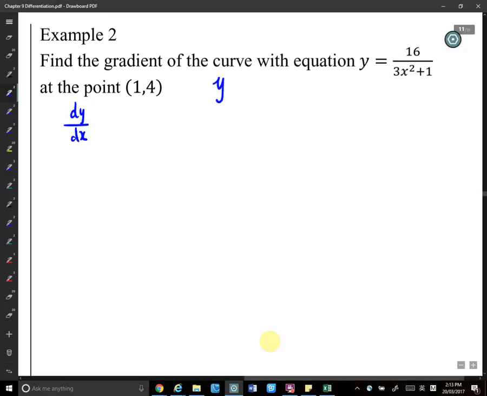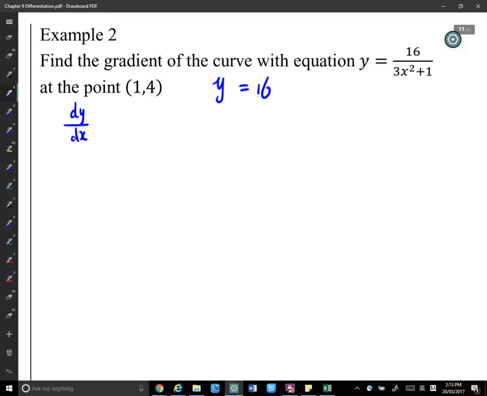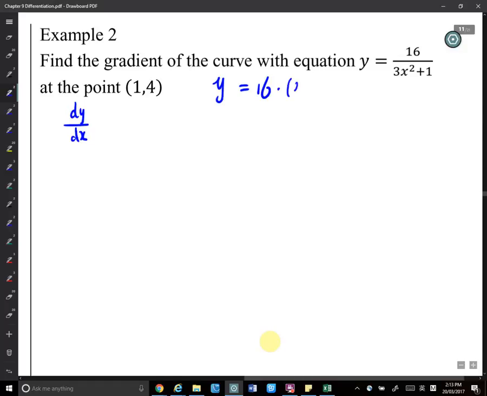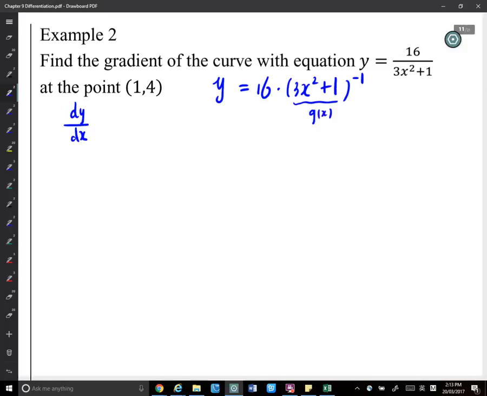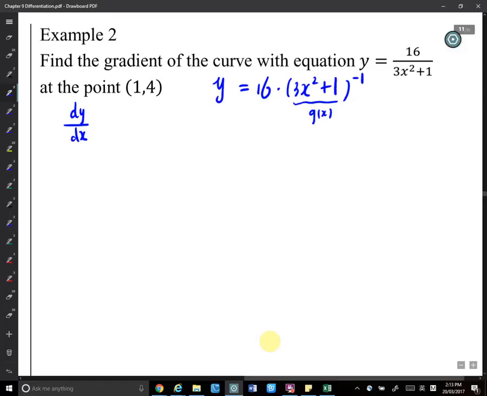So what is y? Y should equal, and I will say do not put everything on the denominator. Try to write it into the power form. So it's 16 times (3x squared plus 1) to the power of negative 1. This is g(x), and then to the power of negative 1, and times the 16 in the front. So 16 will still be there.